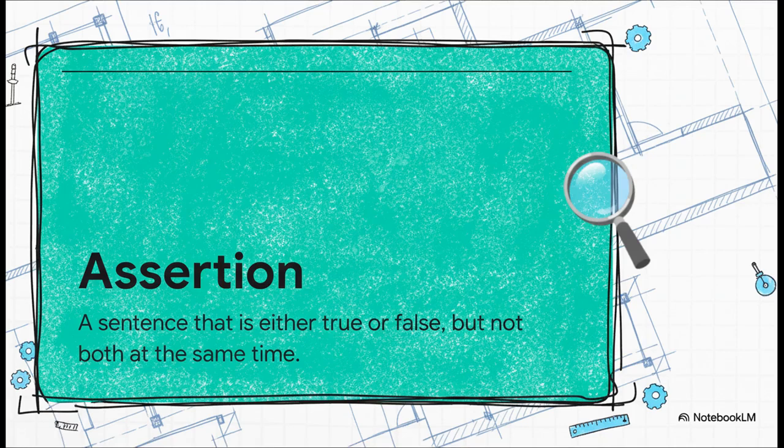It's basically just a sentence that makes a claim. The absolute key here is that it has to have a definitive truth value. It can't be a question, it can't be an opinion. It's either true or it's false. That's the one and only rule.